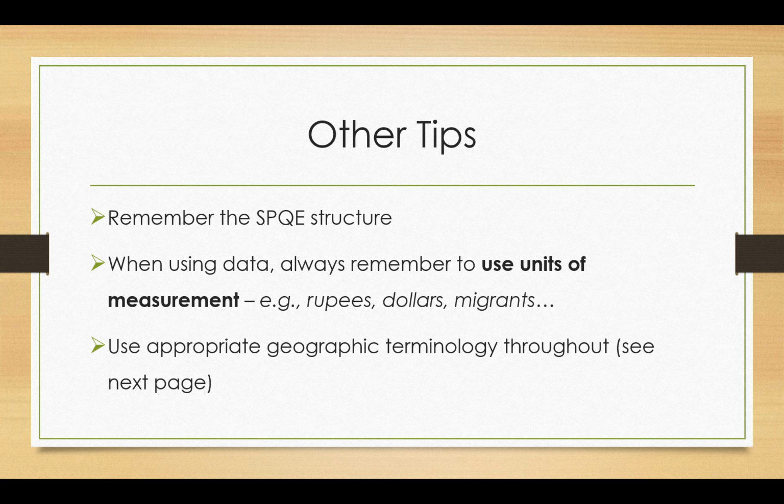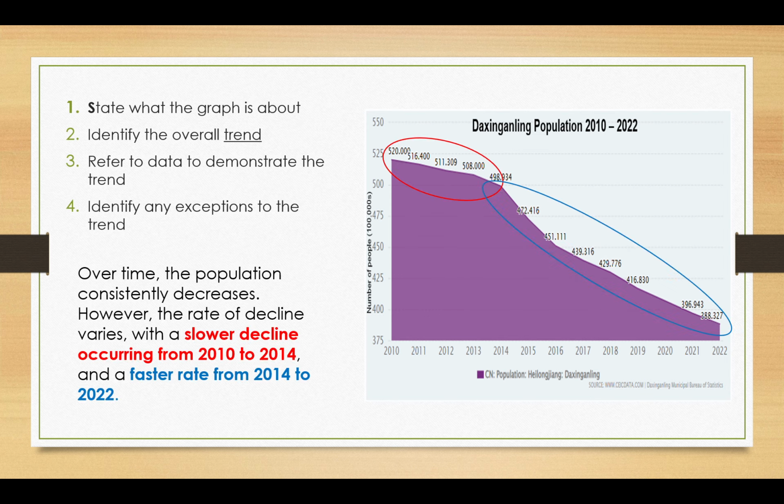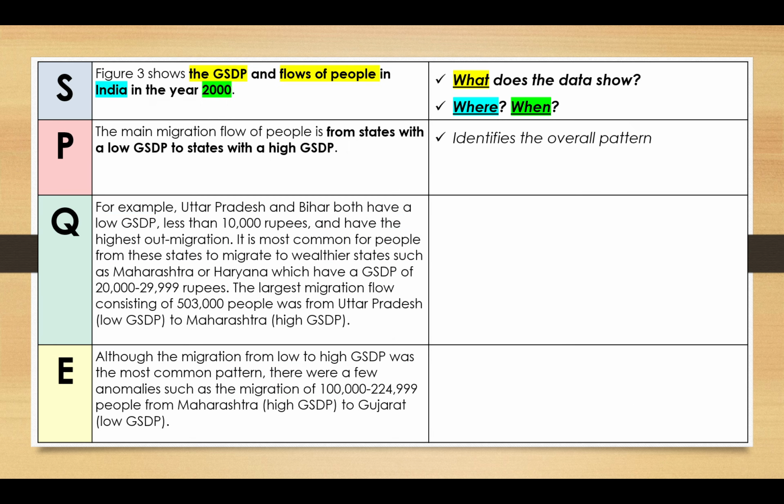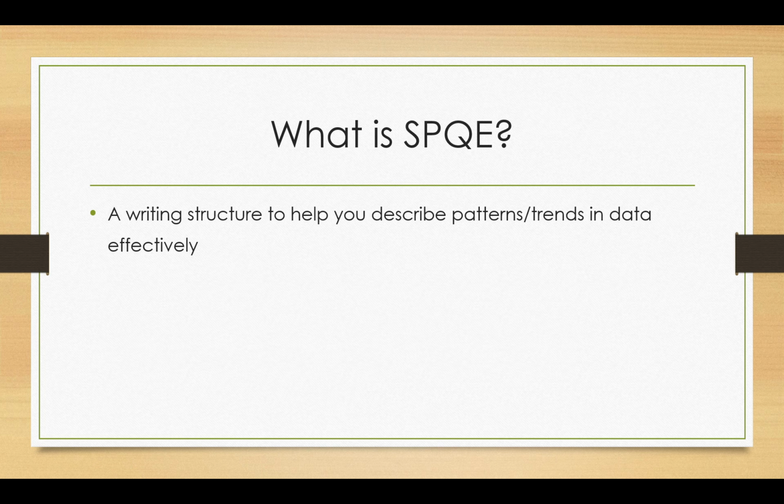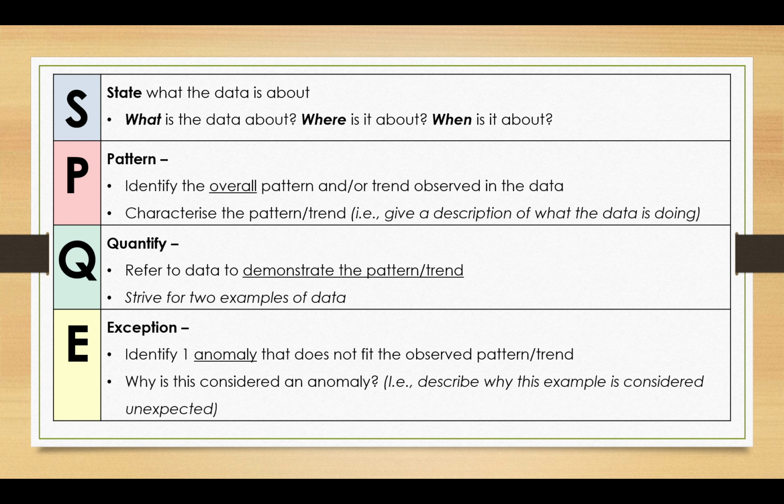Something else I wanted to mention as well as a general tip that I forgot to include, when you write your paragraph, you do not need to write a big essay. It is simply 4 to 6 sentences. So let's go all the way back. 1 sentence for S, 1 sentence for P. Quantify is where it might get a little bit bigger. It could be 2 or 3, depends how you write. And exception could be 1 or 2. So you don't need to write heaps.